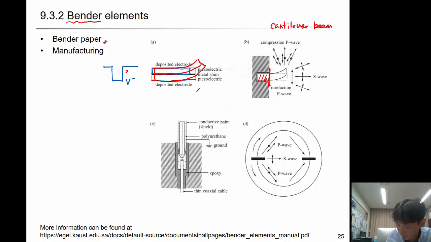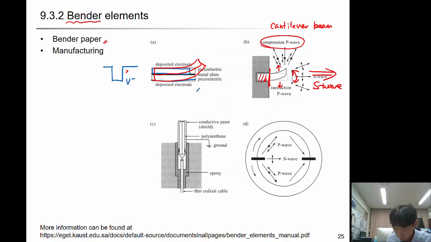So you're fixing one end of the bend element by embedding it in the material. Then it will deform like this, so that you can generate the S wave in this direction. But as you can see, it also generates the P wave because you are pushing it in this direction or this direction.